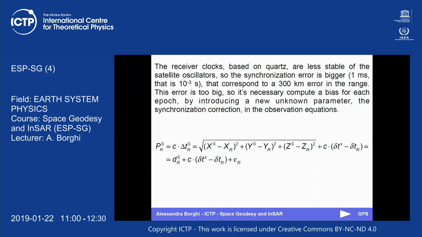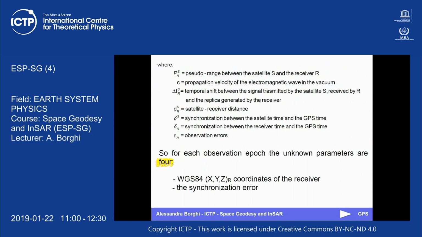We can call pseudo range the distance corrected for the clock. Okay, and plus other errors, we put this term because we also have other errors that we are going to see in the next lesson. This is all the quantities of the previous equation, the distances, the synchronization error, and so on. So for each observation epoch, the unknown parameters are 4. This is true for real-time positioning.